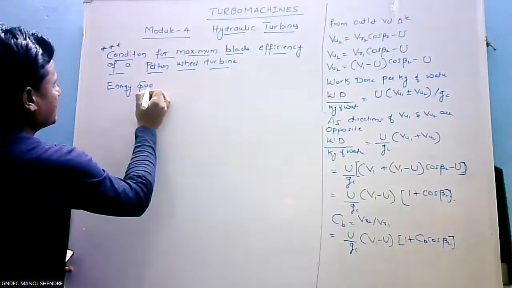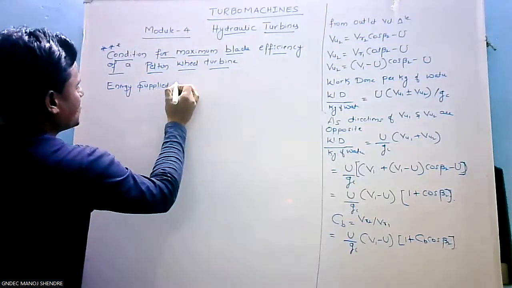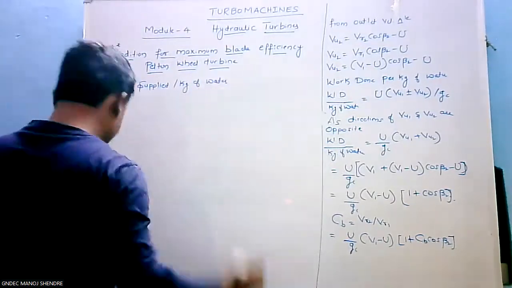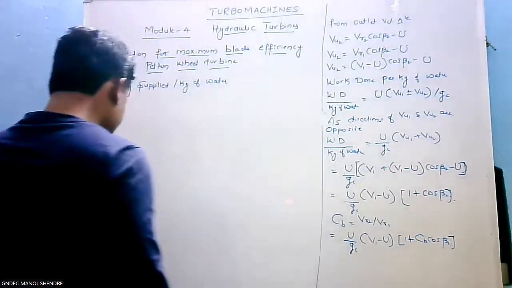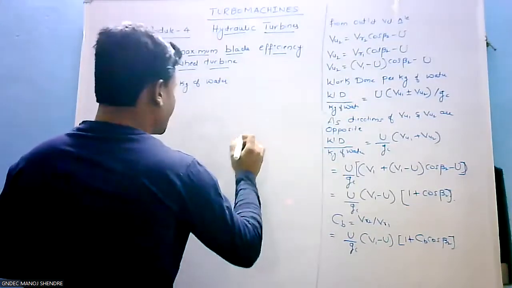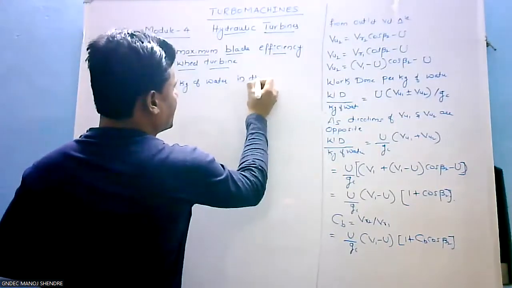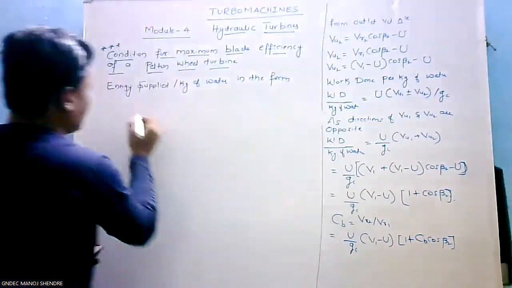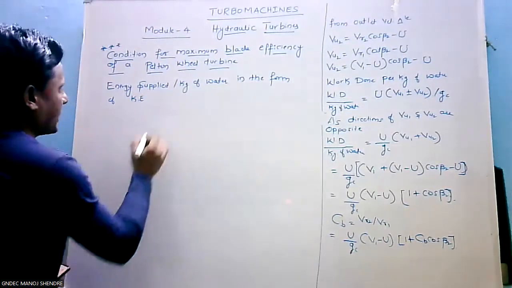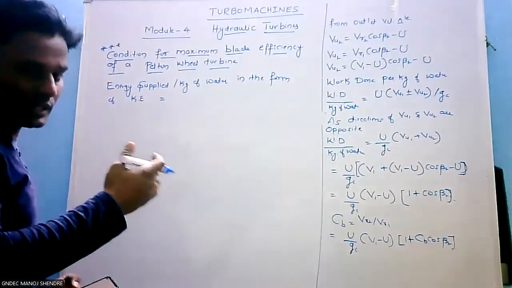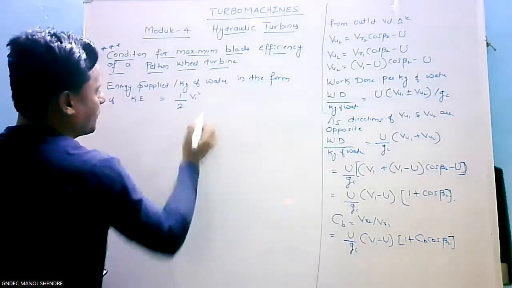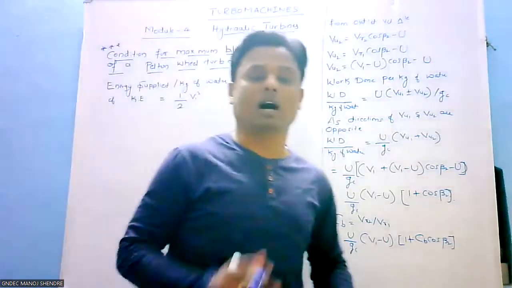The energy supplied per kg of water in the form of kinetic energy. So that is given by, so we are considering per unit mass, half into v1 square. Generally we write the kinetic energy as half m v square.